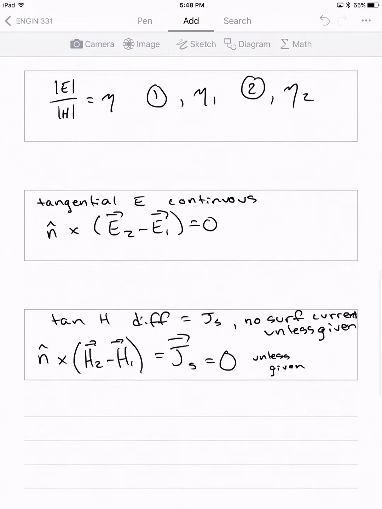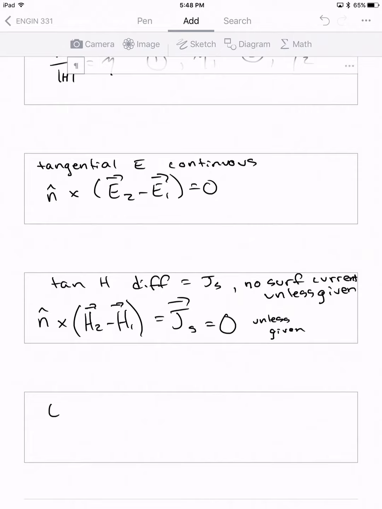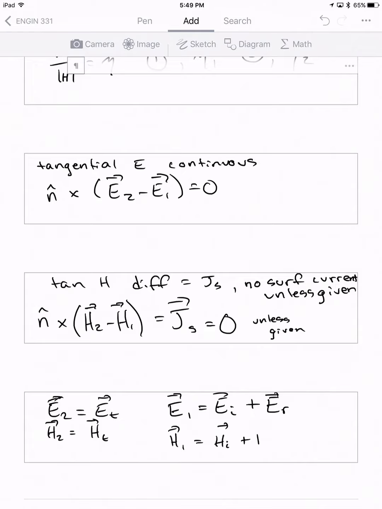Now, E2 is just equal to E sub t, the transmitted electric field, and likewise H2 is equal to H sub t. E1, though, is equal to the incident field plus the reflected field. And likewise, H1 is equal to incident magnetic field plus reflected magnetic field. Don't get confused about this. These two are vectors, but they actually point in opposite directions, so a minus sign is going to show up later for those magnetic fields, so pay attention to it.